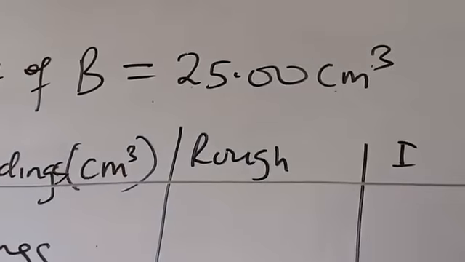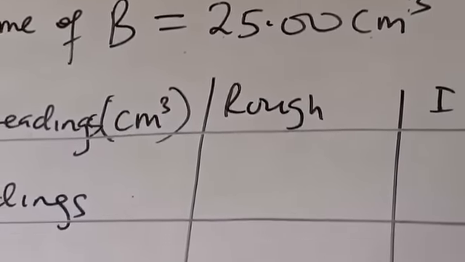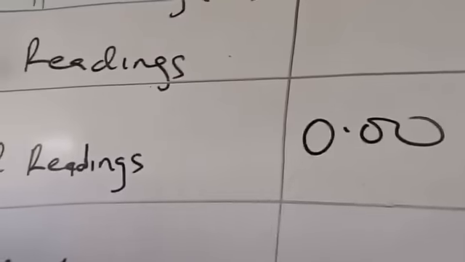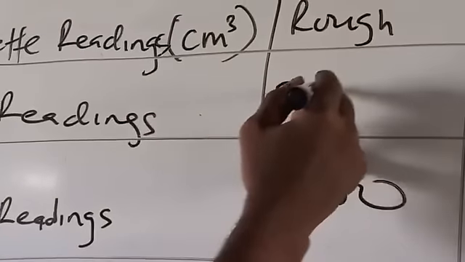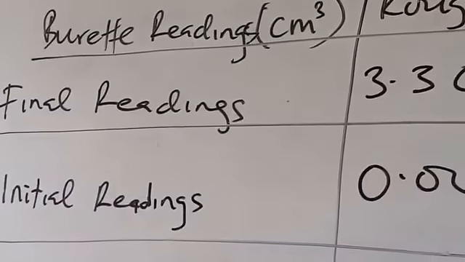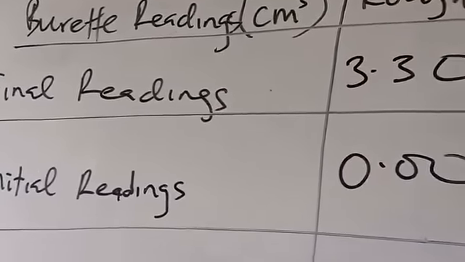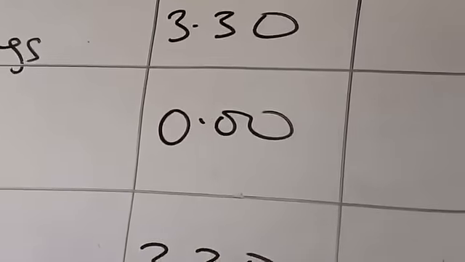And then for the first one we did now, the initial started from 0.00. Final was the color change at 3.30. Record your values to 2 decimal places. Then subtract, you have 3.30 as your titer value for the rough. So we'll now go to the first experiment.